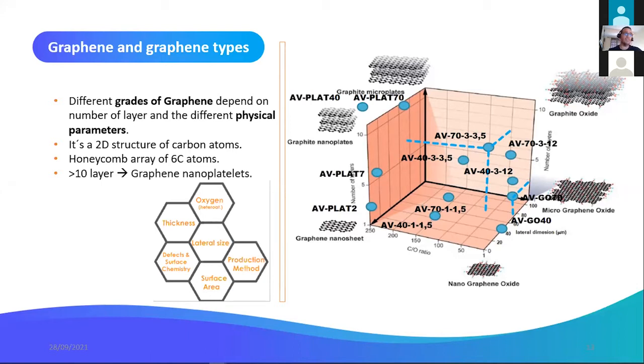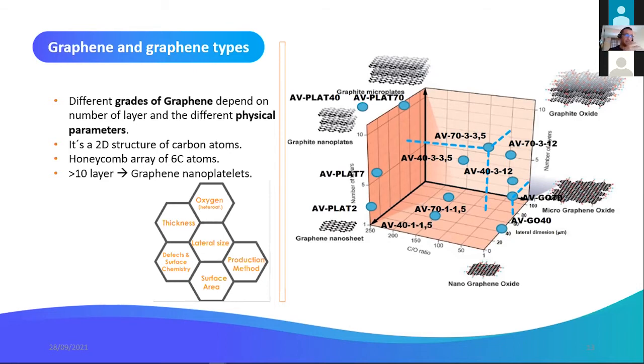In our portfolio, we can find different grades of graphene and graphene nanoplatelets. In the case of industrial applications, we always promote our graphene nanoplatelets. It means that the number of layers is more than 10 layers, in this case between 30 and 10 layers.